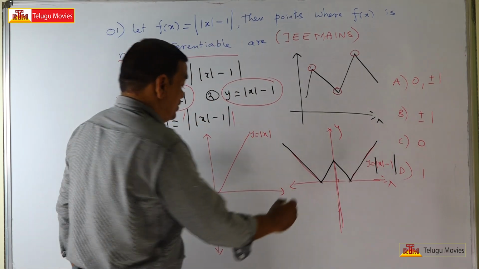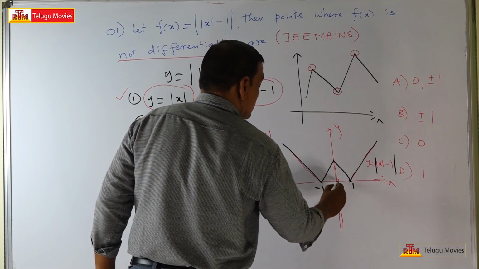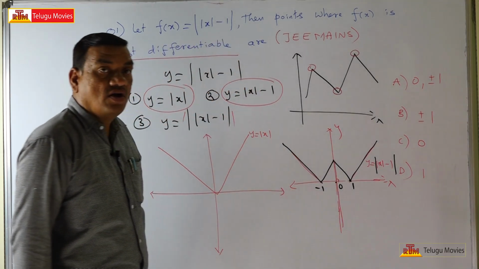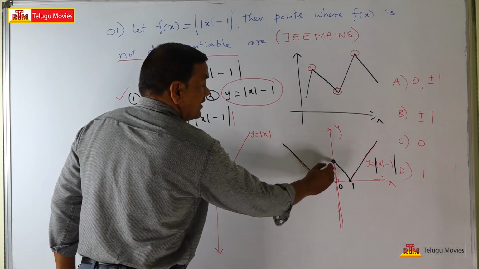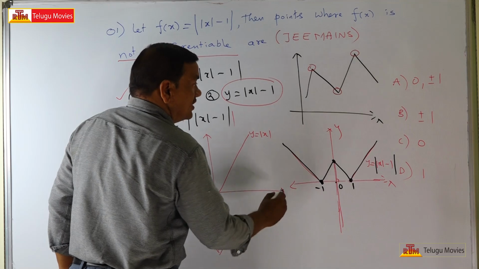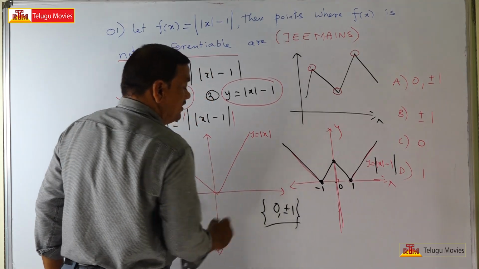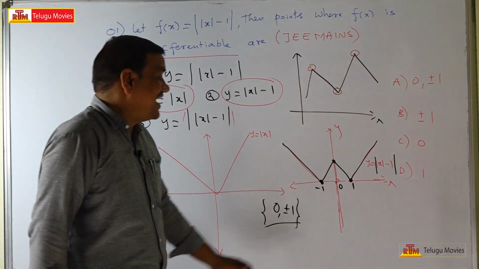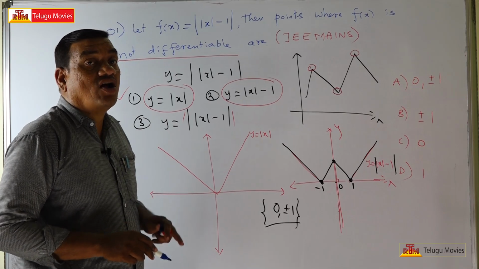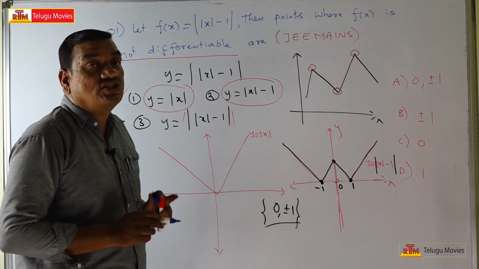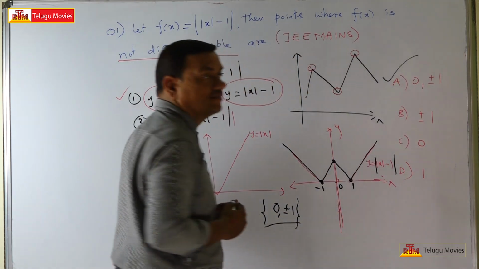Understand? So this is 1, this is minus 1, this is 0. If you observe where you are getting sharp edges: at minus 1, at 0, at 1, that is x equal to 0 and plus or minus 1. You are getting the sharp edges at 0 and plus or minus 1. At those points, the function is not differentiable. Therefore, your answer is A.